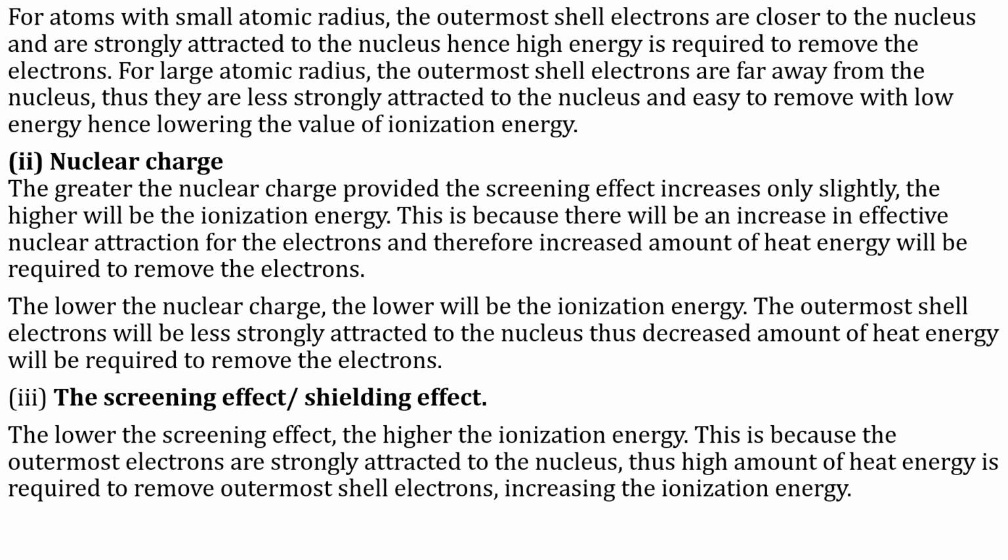However, if atomic radius is smaller, we expect the outermost electrons to be closer to the nucleus. That means that the outermost electrons are going to be more strongly attracted. Therefore, removing an electron from such an atom is going to require a high amount of energy, hence high first ionization energy.